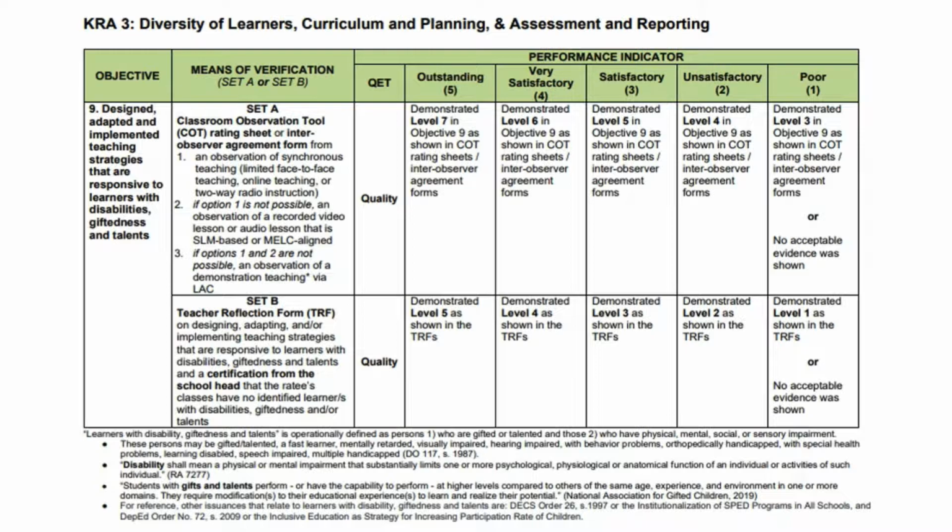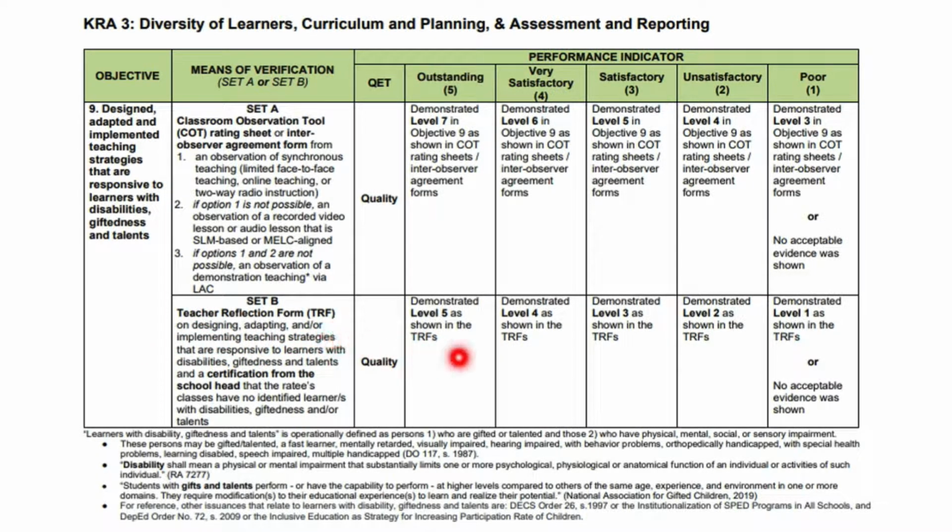As Teacher Reflection Form 4. So, yung TRF natin ay nakapaloob dito sa CRA 3, which is Diversity of Learners, Curriculum and Planning, and Assessment and Reporting. So, for the objective, we have here designed, adopted, and implemented teaching strategies that are responsive to learners with disabilities, giftedness, and talents. So, for the means of verification, pipili lang kayo kung set A or set B. So, yung pinili ko dito ay yung set B, which is Teacher Reflection 4.